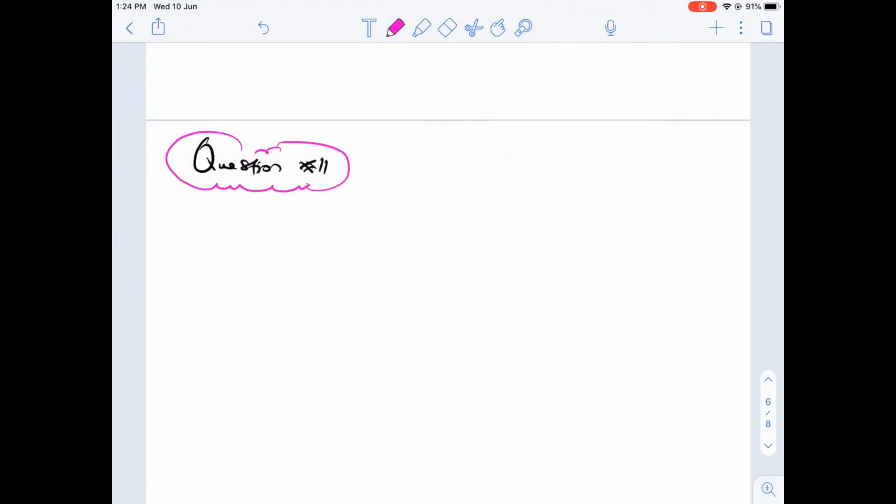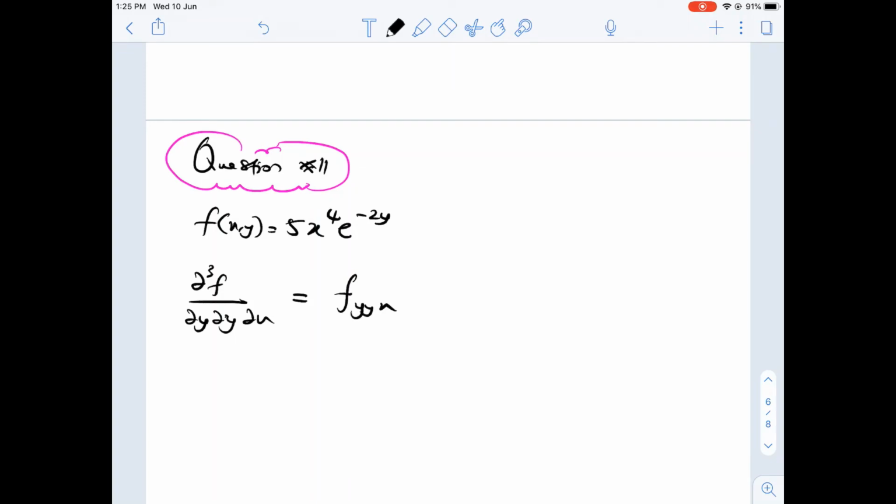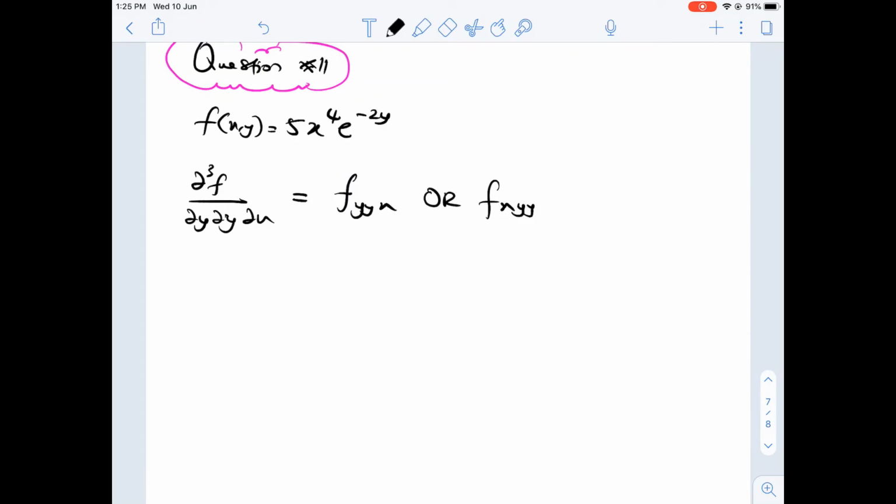We have f(x,y) equals 5x to the power of 4 times e to the power of negative 2y. The question asks you to find del cube f over del y del x, or we can say that this is equivalent to fyx or fxy. Doesn't matter, we will get the same answer. So it's up to you. Either you want to differentiate with respect to y first or differentiate with respect to x first.